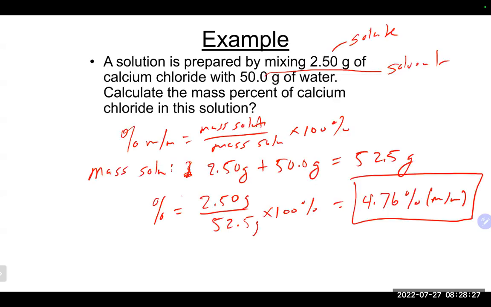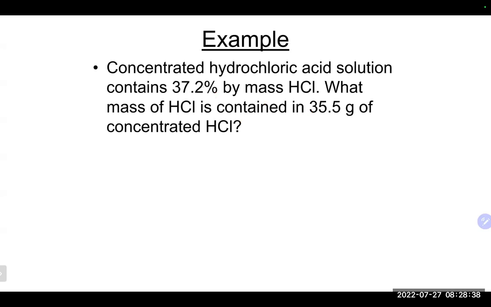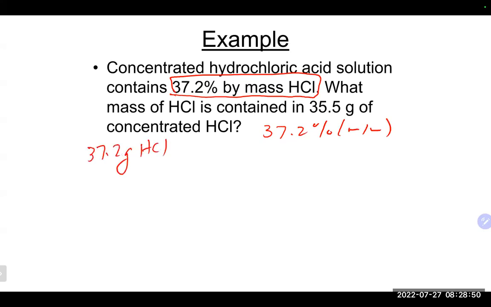We also saw this one here where we did have a percentage. And as I mentioned before, we can convert that percentage into a usable value here. So if this is 37.2% by mass, we could call that 37.2 grams of HCl in 100 grams of solution. And in this problem, we have 35.5 grams of solution given to us.